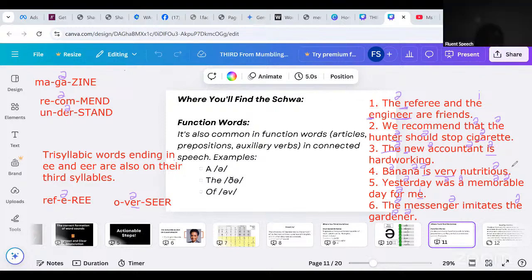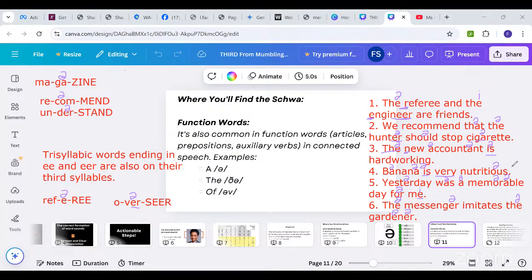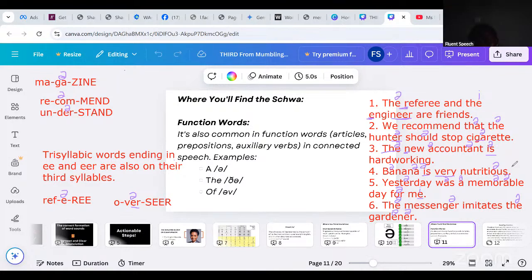The referee and the engineer are friends. We recommend that the hunter should stop cigarette. The new accountant is hard working. Banana is very nutritious. Yesterday was a memorable day for me. The messenger imitates the gardener.